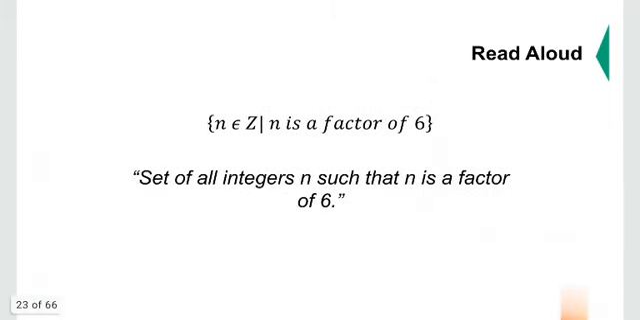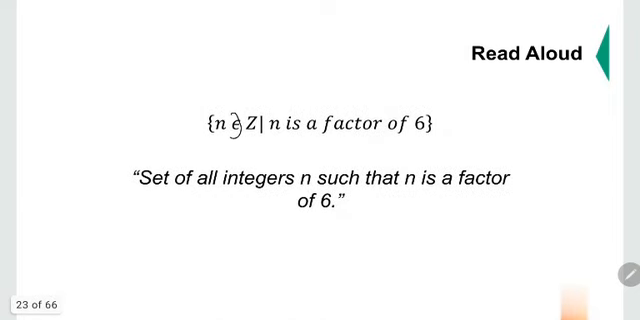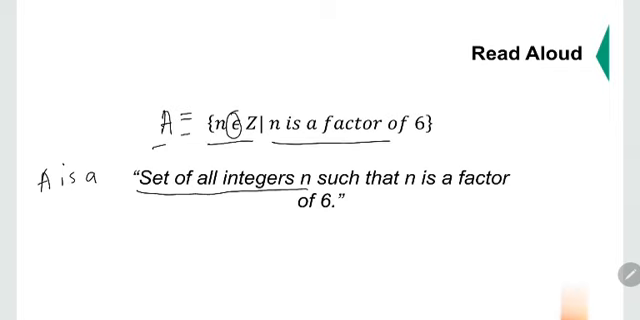So set of all integers n. Kanina hindi in-specify, diba, kung anong uri siya ng number, if it's whole number, if it's counting, and so on. Here, you have the symbol for element. So, you have to specify that n is an integer. So, this is set of all integers n, such that n is a factor of 6. If you put a name for this particular set, such as A, you have to say it like this. A is a set of all integers n such that n is a factor of 6.